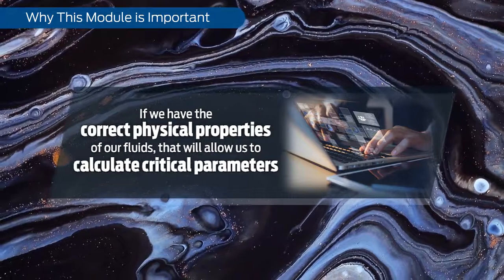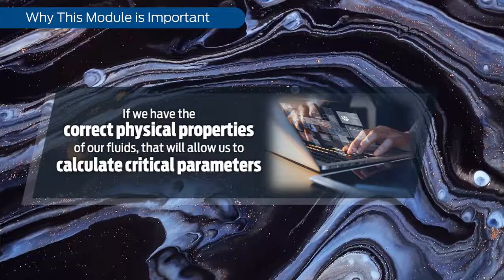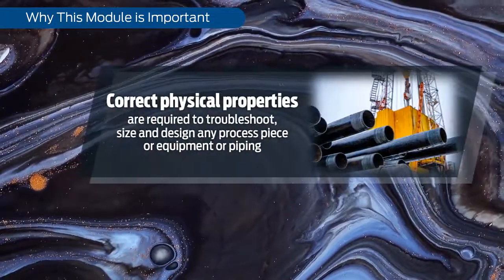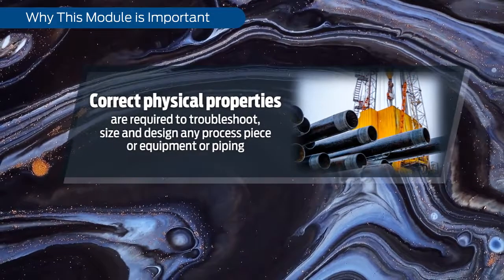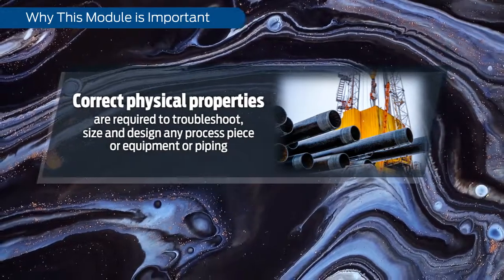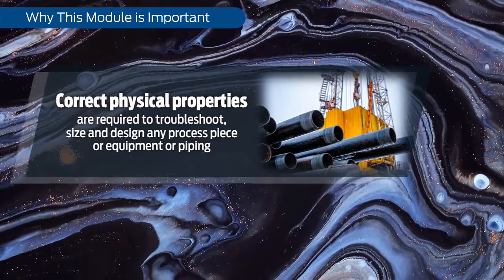If we have the correct physical properties of our fluids, that will allow us to look inside the pipe or equipment and allow us to calculate critical parameters, such as fluid velocity, actual volumetric flow rate, etc. Correct physical properties are required to troubleshoot, size, and design any process piece of equipment or piping. Incorrect physical properties applied to these calculations will lead to incorrect results and conclusions.